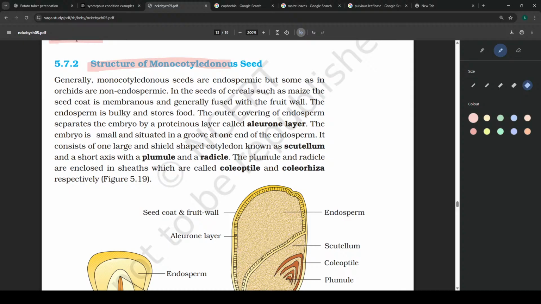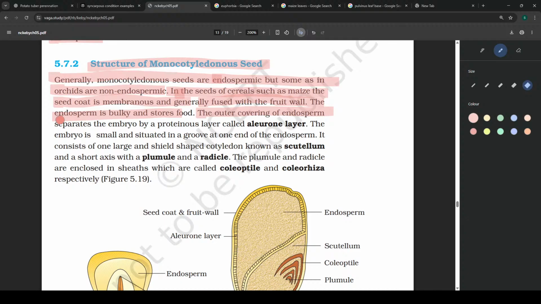Structure of the monocotyledonous seed. Generally, monocotyledon seeds are endospermic, but some, as in orchids, are non-endospermic. Orchids have non-endospermic seeds, but normally they are endospermic. In the seeds of cereals such as maize, the seed coat is membranous and generally fused with the fruit wall. The endosperm is bulky and stores food.